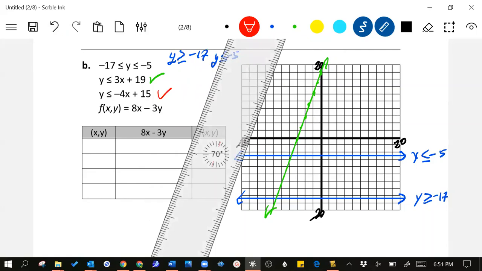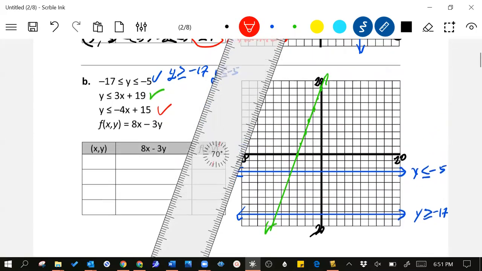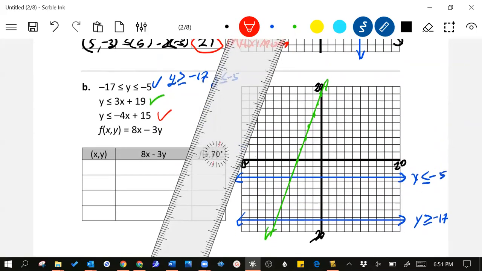Out of the way. And of course, blue is the first one here. Okay, back to the red one. So this one is negative 4x plus 15. I said the wrong thing. So 15: 2, 4, 6, 8, 10, 12, 14, 15 is going to be about here, and it has a slope of negative 4.